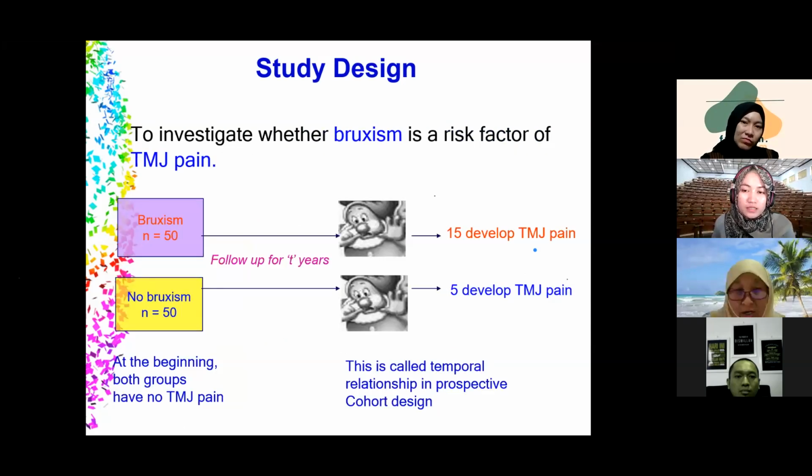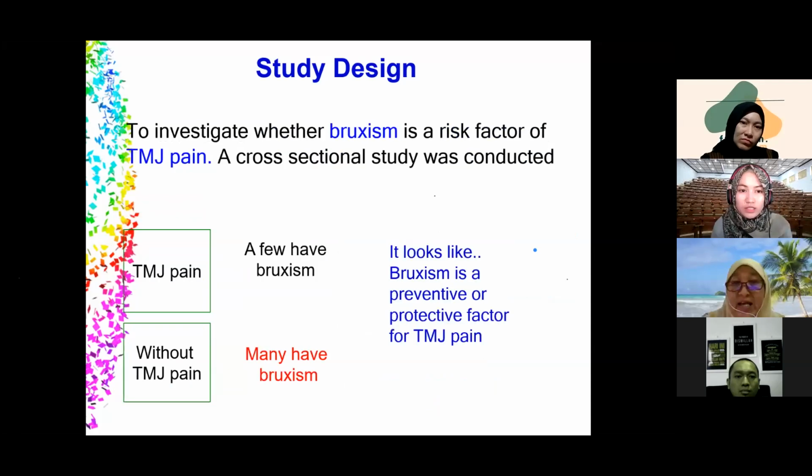And when you read paper, okay, dia nak tengok investigate bruxism ni risk factor TMG ke tidak. Tapi dia buat cross-sectional study. Cross-sectional means they just do snapshot, ambil 100 orang, ataupun 50 orang ada TMG pain, 50 orang tak ada TMG pain, and then you tanya dia, ada bruxism ke tak ada bruxism, and you found that among your sample with TMG pain, only a few have bruxism, tak ramai.